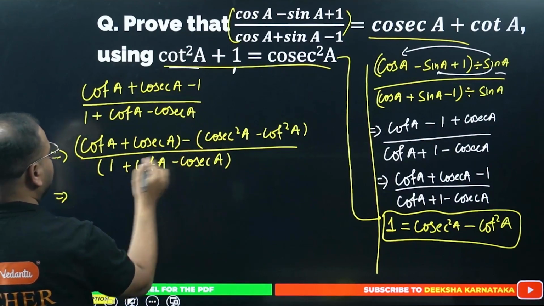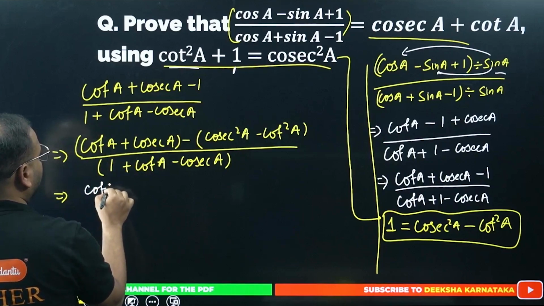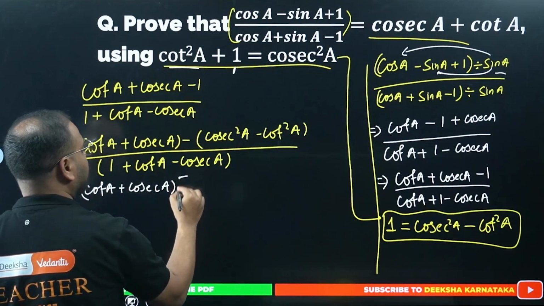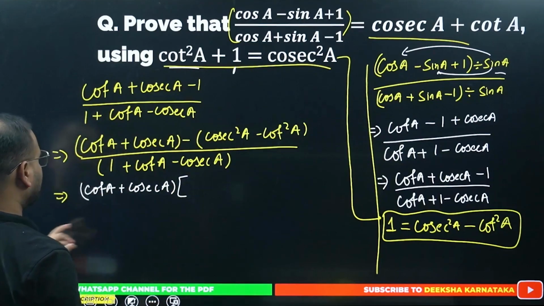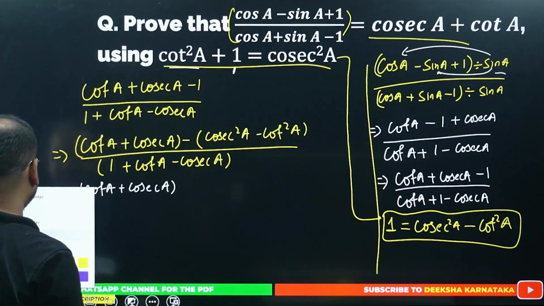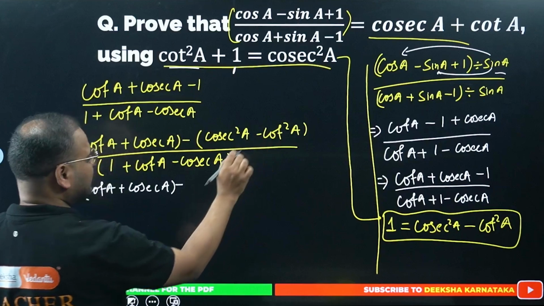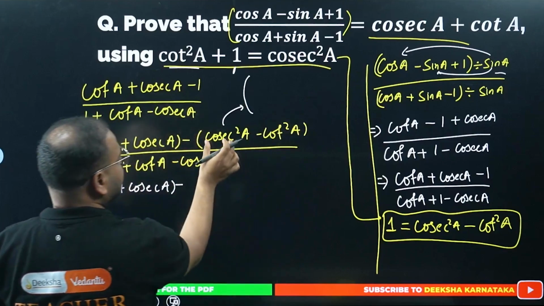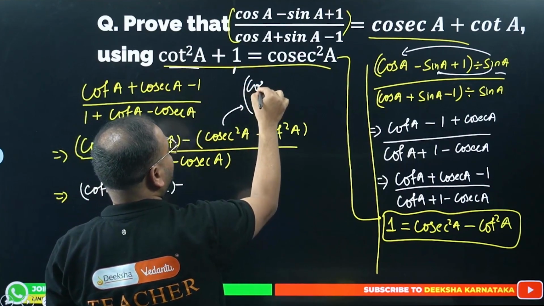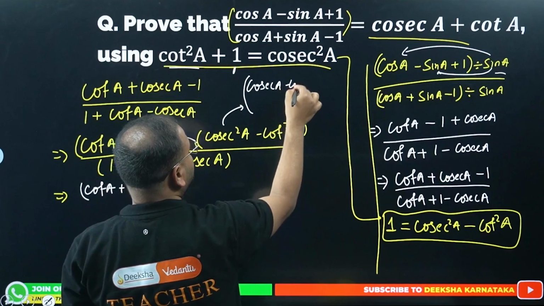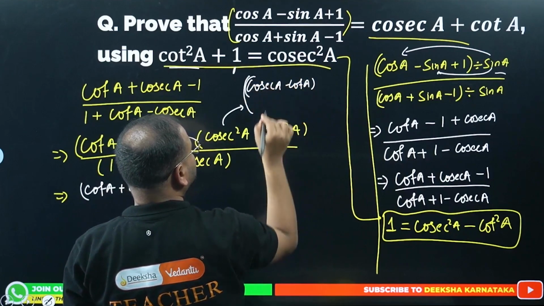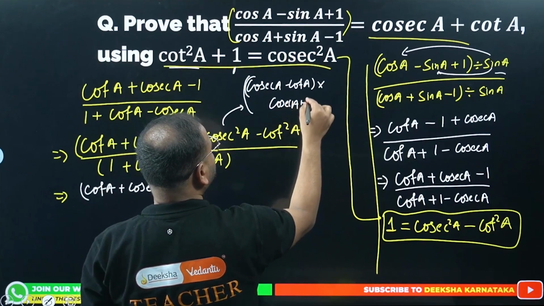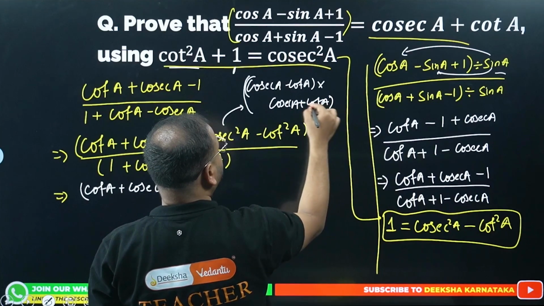How can I write this step? This I'll write the same: cot A plus cosec A. Over here, I wrote the next step. Let me rewrite this. If I have to show it to you in this bracket, A square minus B square, I can write this as cosec A minus cot A multiplied with cosec A plus cot A. Check.